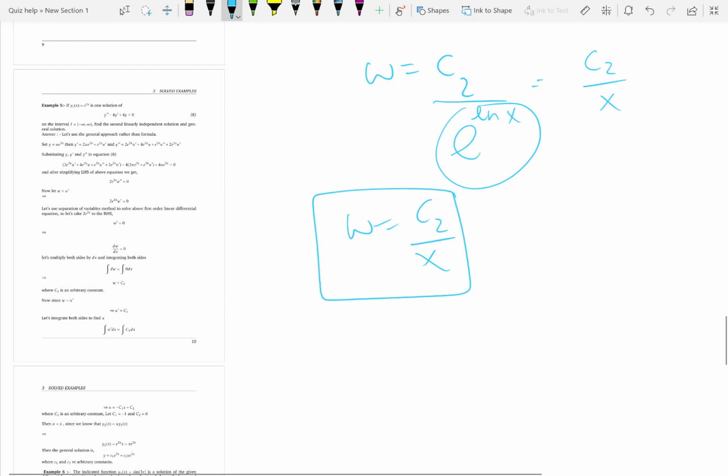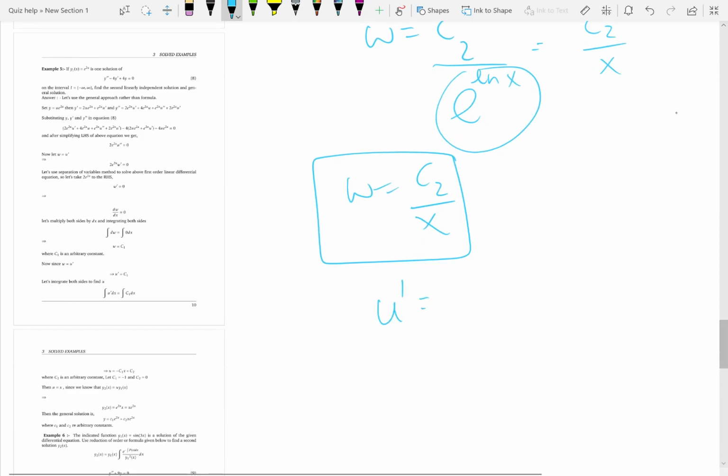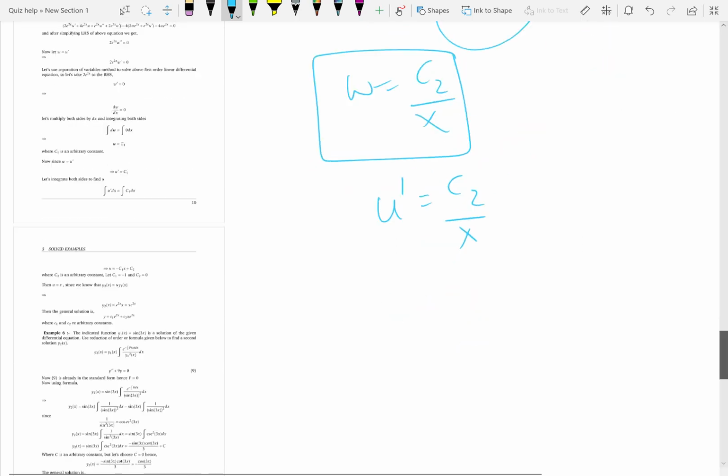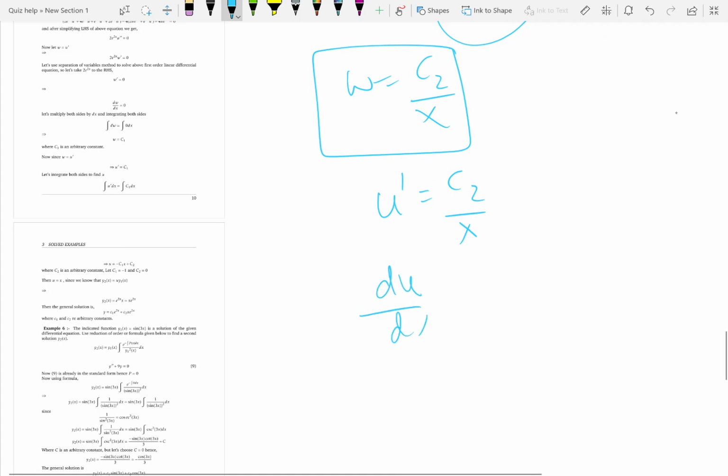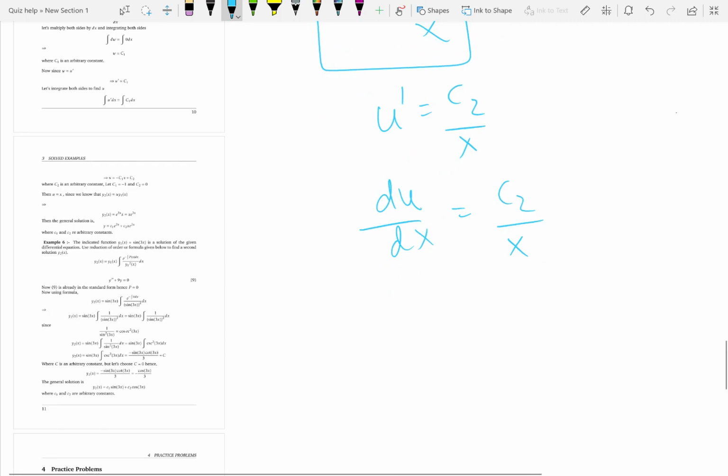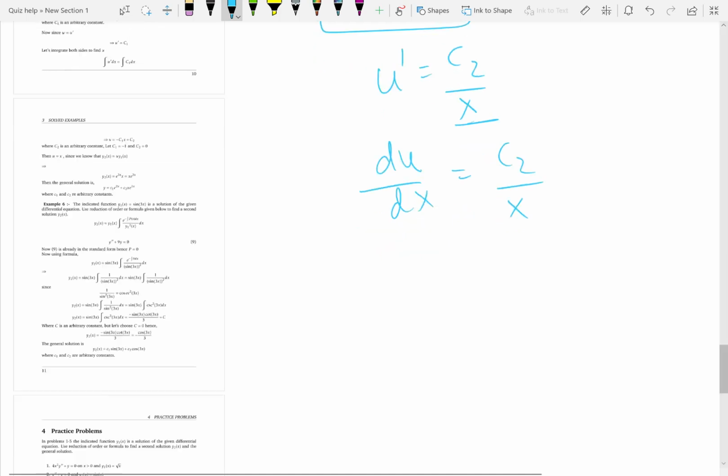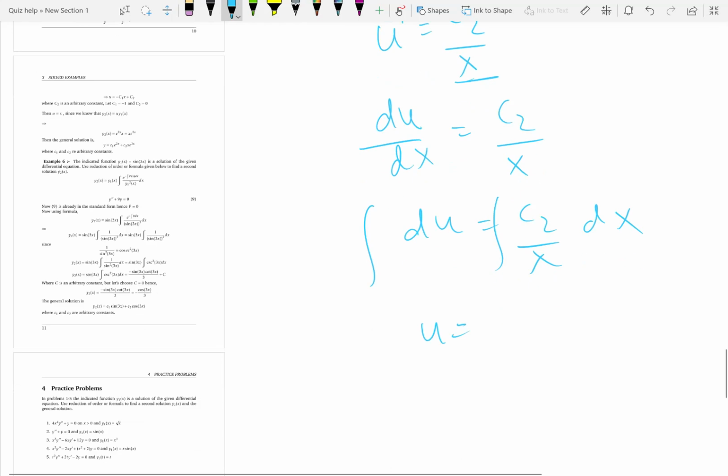Now our goal is to find u. How did we find u? w is u prime, so let's use that. u prime is c2 over x. u prime means du over dx, so let's rewrite it that way. Now if you want to find u, again use separation of variables, or integrate this with respect to x, because you know the derivative u prime, and now you need to find u. So if you integrate du equals c2 over x dx, you get u on the left. If you integrate 1 over x, it's natural log x, plus c3. So this is my u.